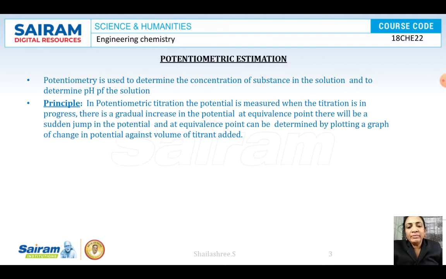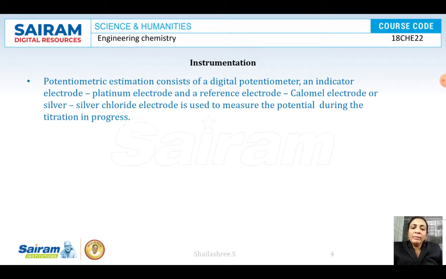Generally, potentiometry is the determination of the equivalence point of a redox titration on the basis of potential measurements. The instrumentation of the potentiometric experiment consists of a digital potentiometer. Here we use an indicator electrode, the platinum electrode, and a reference electrode. We can use either a calomel electrode or a silver chloride electrode. Both come under reference electrodes, and we can use any one of these.